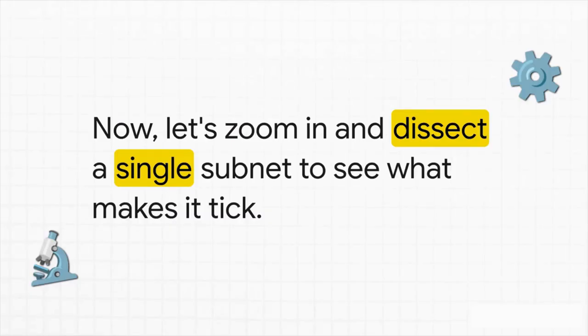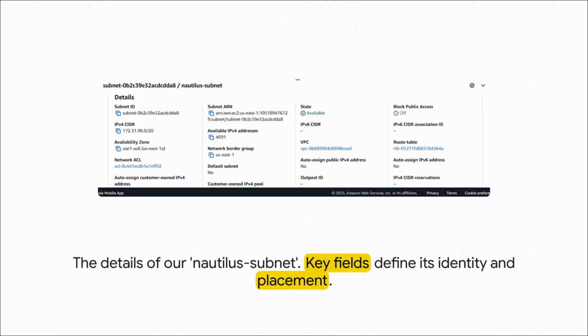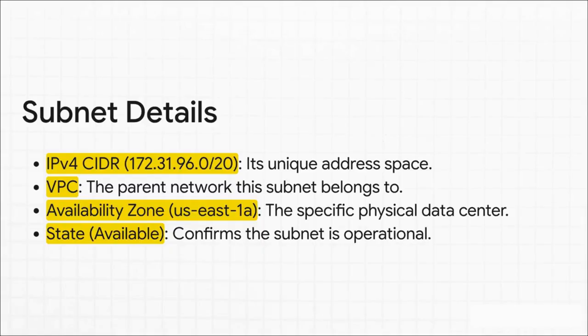All right, so that's the 10,000-foot view. Now let's grab a magnifying glass and zoom way in on just one of these to see what's actually inside. Okay, here are the nitty-gritty details for a subnet we've called Nautilus Subnet. And at first glance, it just looks like a bunch of labels and values, right? But trust me, every single line item here is telling you something critical about how this subnet lives and breathes in your network. Let's break down the really important bits. First, you've got the CIDR block. That's its address space. In this case, it's a /20, which gives us just over 4,000 IP addresses to play with.